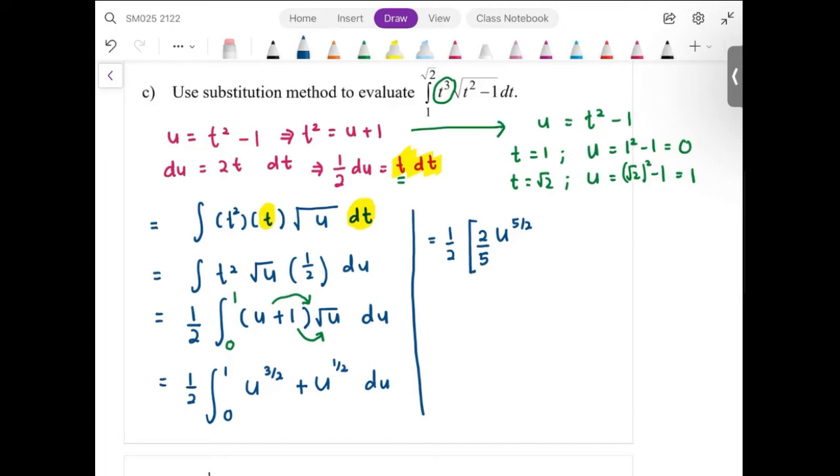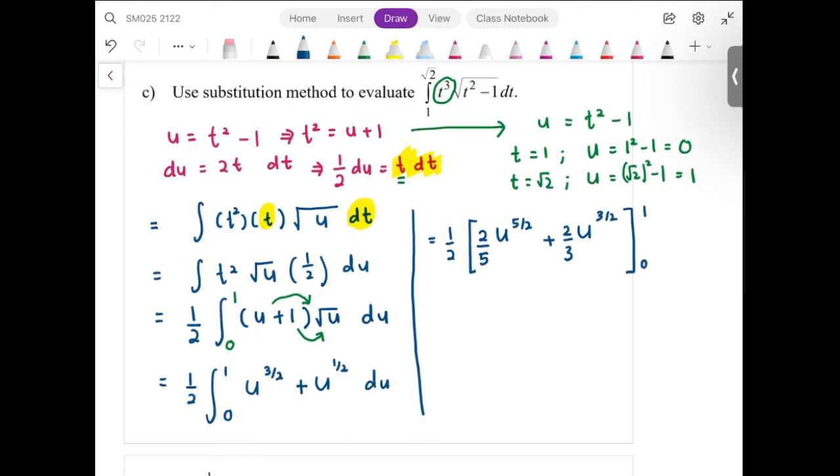Okay. Same case for the second function. U to the power of half, if we integrate, we gonna get u to the power of 3 over 2, divide by 3 over 2. So I flip it over our denominator part. So we get 2 over 3. To top, don't forget to write our limit. So from 0 up to 1.